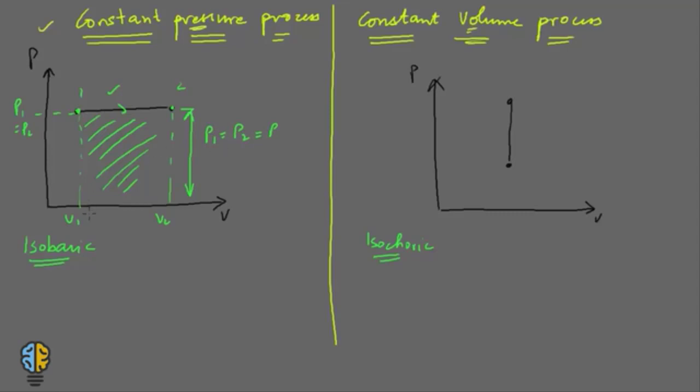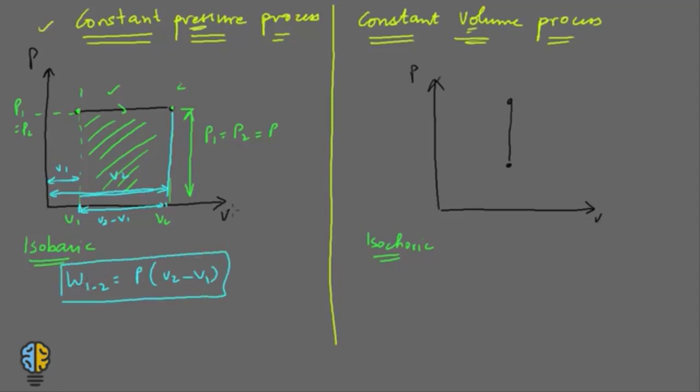Okay, and this value, that is the abscissa, let us say this is V1 and the bigger value is V2. So the dimension, which is this, is V2 minus V1. So the area becomes P into V2 minus V1. So the work done in going from 1 to 2 for an isobaric process is the product of these two terms, that is P into V2 minus V1. So this is a standard value of work done for a constant pressure process.